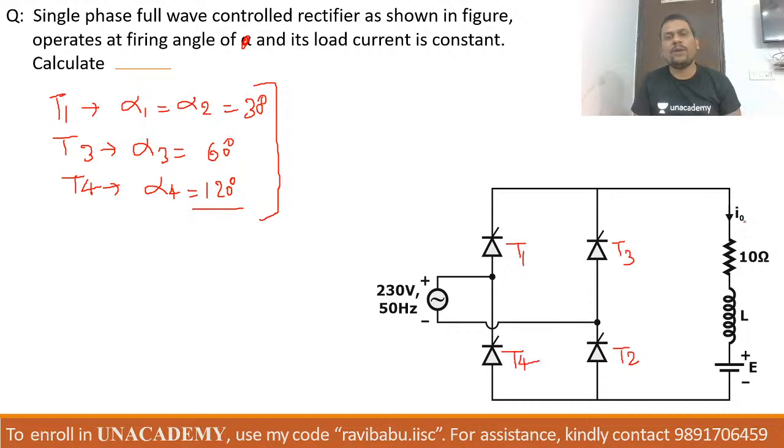Here you have current I naught and all the data is given. The value of E is 50 volt, and the load current I naught is constant, and in this situation you have to describe this.